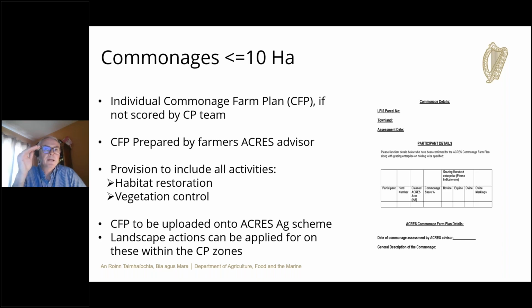Because the assessment process by the CP teams is just starting on the commonages, we don't have a deadline yet as to when this commonage farm plan will have to be submitted. We will make yourselves, the advisors, aware of this through circular when the commonage farm plan has been finalised and the date for submission has been decided on. The proposal is that the commonage farm plan will be a document uploaded onto the Acres Ag Schemes platform, similar to the documents that were uploaded at the time of application, maybe for rare breeds or soil samples, or any document that has to be uploaded in conjunction with the application.